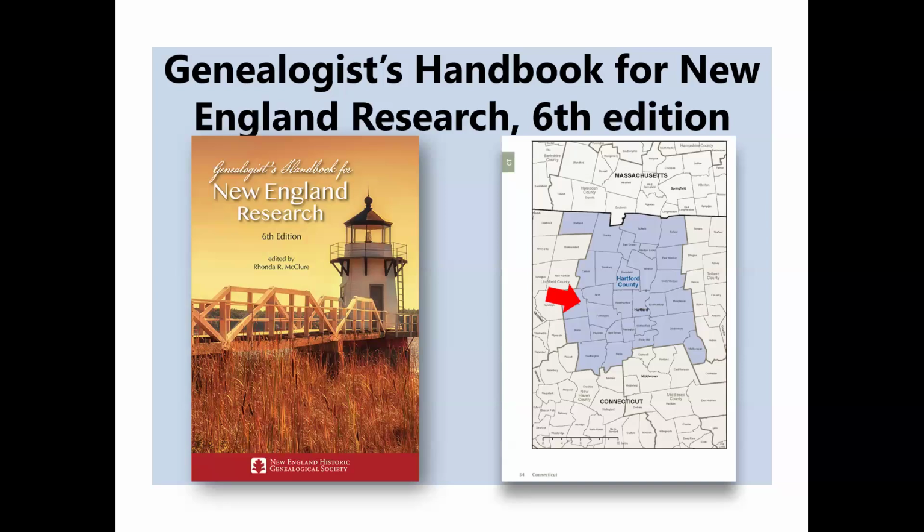And so depending on the state that you are researching in, you will find a narrative section devoted to the different types of records, as well as any that are unique to that particular state. And then you will find county maps, and then you will find town lists showing you, like, where a town came from, if it was created out of another town, and so forth.